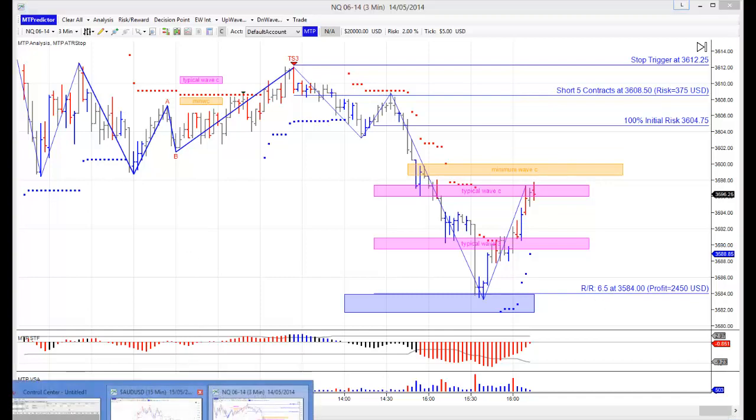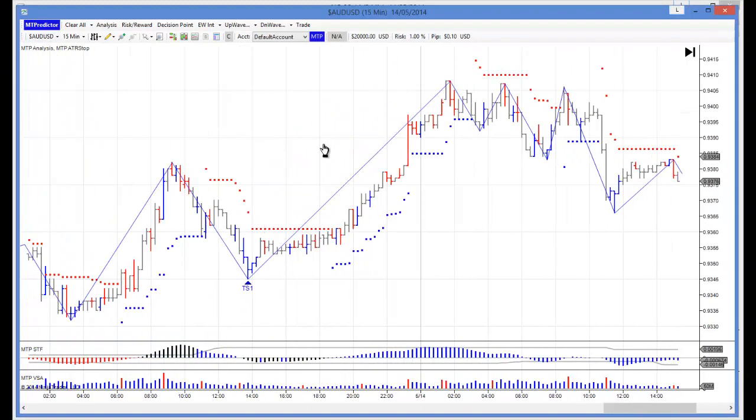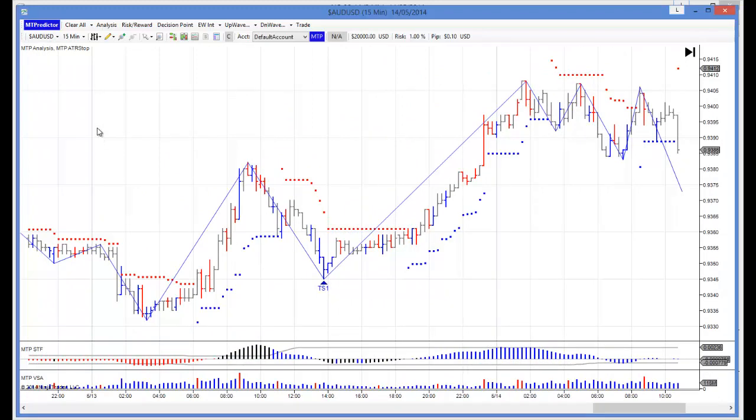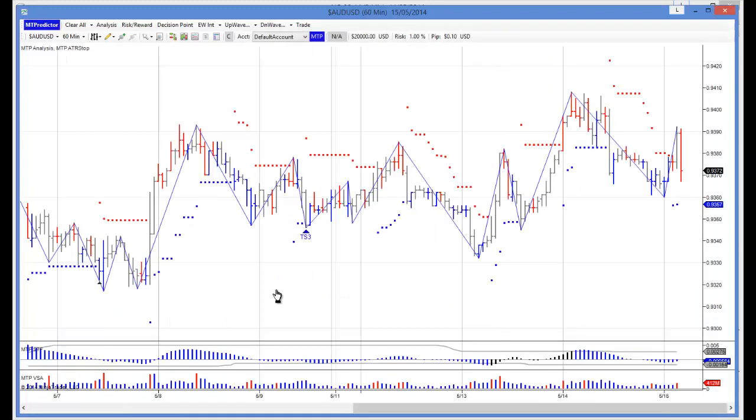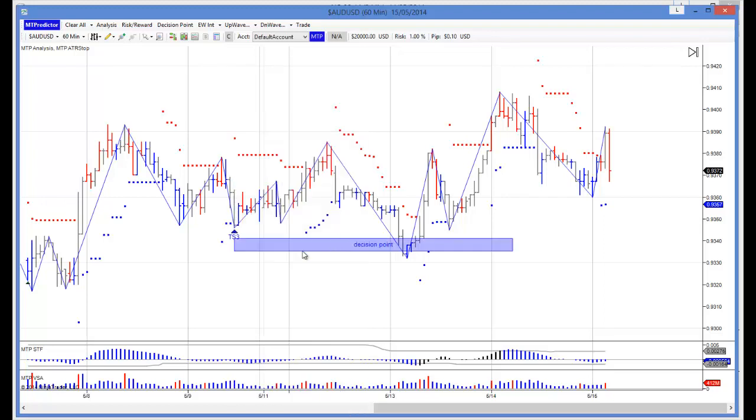Let's have a quick look at a Forex chart. Here's an Australian dollar, US dollar 15-minute chart. Again, we utilize multi-time frame analysis. So here, if you go to the higher time frame, which is the 60-minute, I'd have had a support zone on the chart in advance. Again, these are what I'll be talking about, leading indicators to give you areas in advance of where the markets are likely to go to.